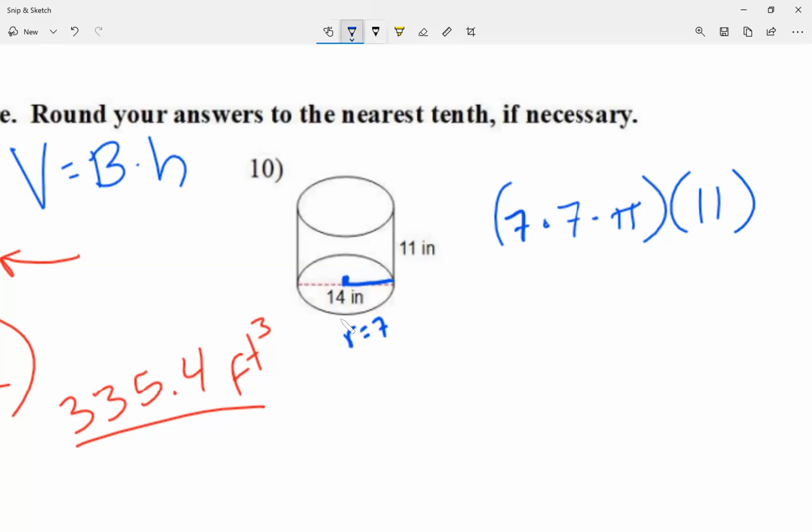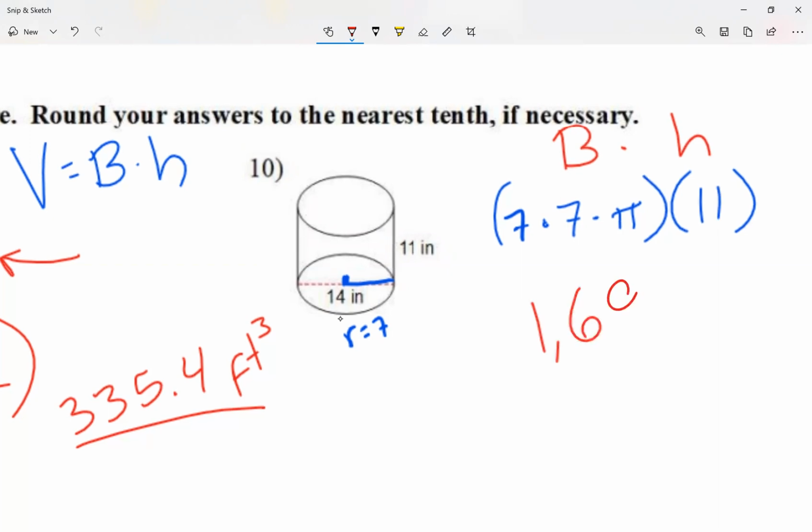Let me emphasize that the first parenthesis is the area of the base, and the 11, that's the height. So I'm just doing area of the base times height. And that gives me, I'm going to round my answer to 1 decimal place already. My answer will be 1,693.3.